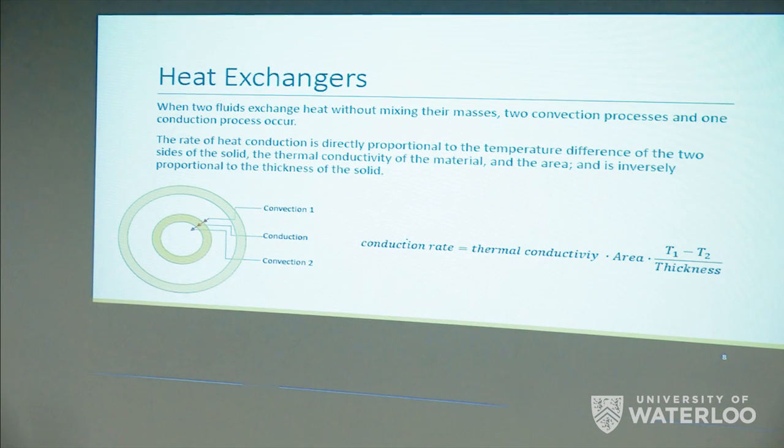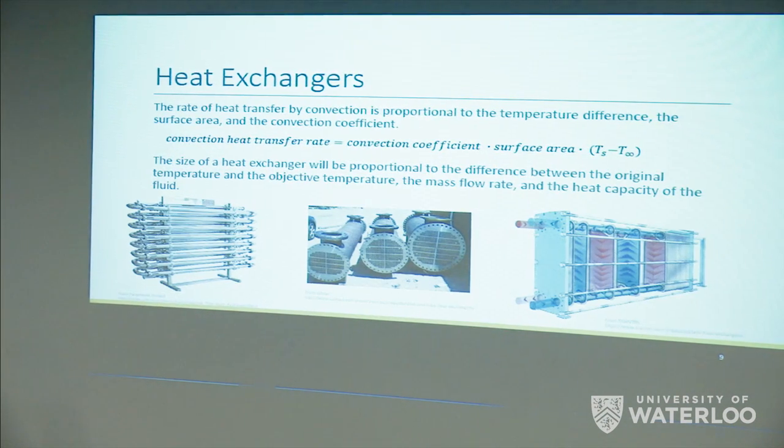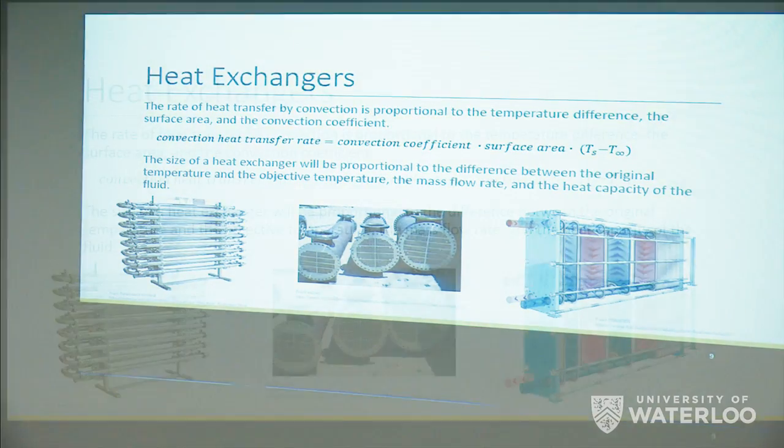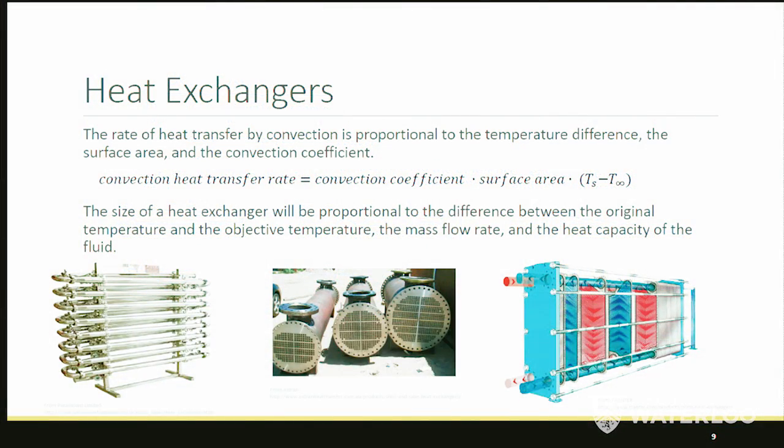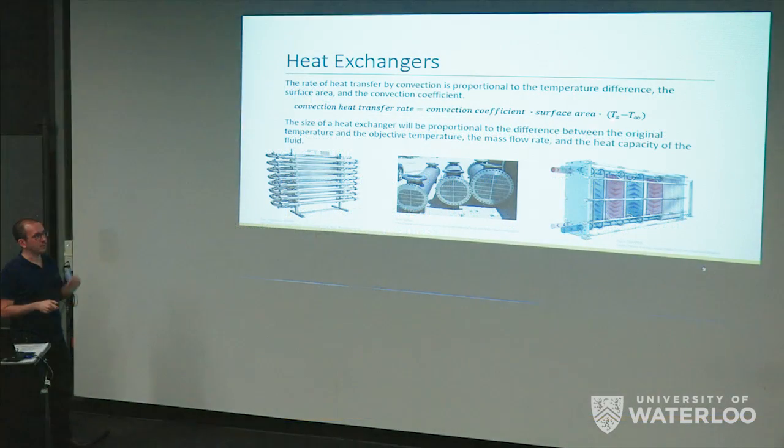For convection, it is actually very similar, but there's a convection coefficient. To calculate this, usually there are tables containing it, but usually you need to do some experiments, because the geometry, the fluid characteristics, and the Reynolds number, which is related to the speed of the fluid, all affect the convection coefficient. Then there is the surface area, which means at the end the size of the heat exchanger, and again the temperature difference between both fluids.